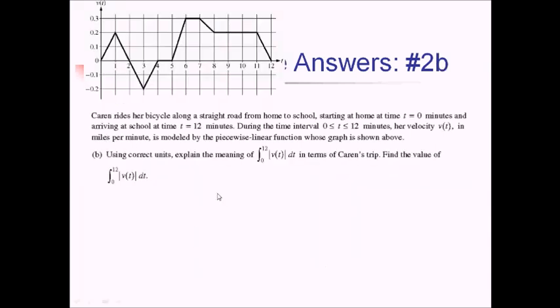For this next part, we want to use correct units to explain the meaning of the integral from 0 to 12 of the absolute value of velocity in terms of Karen's trip.